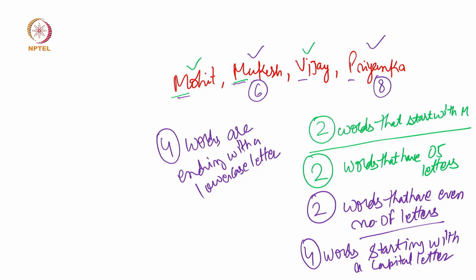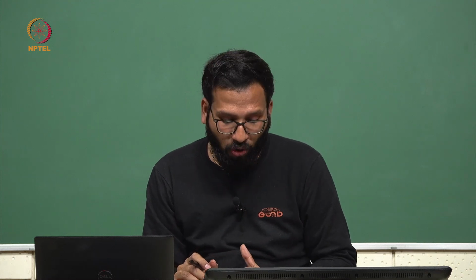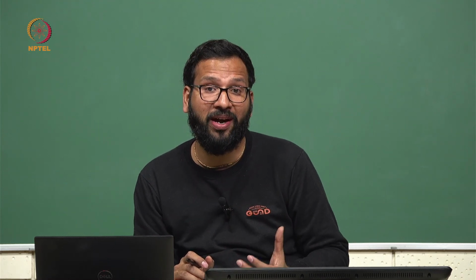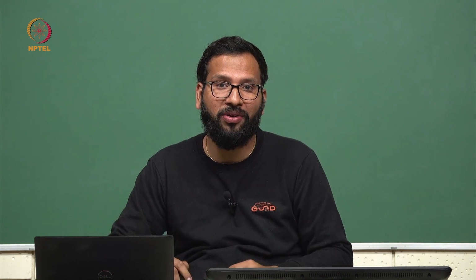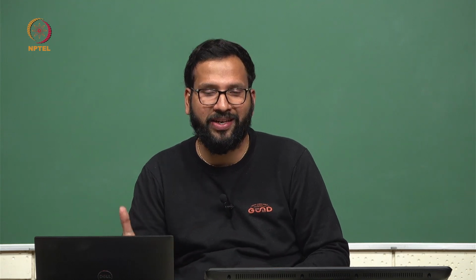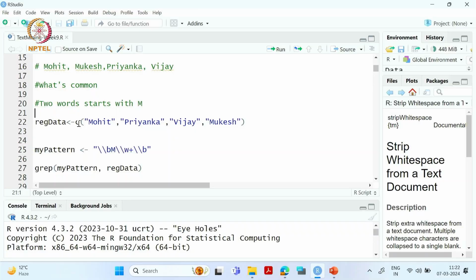So if we have this particular kind of data set, and if we have to, for example, extract the words which start with M, or maybe the words which have 5 letters, how will we do that? So we'll see that in R. Then you will have more clarity on how exactly regex works. We already know how we can create this object. These are our 4 values, so 4 words. So I am creating this reg data as our object.